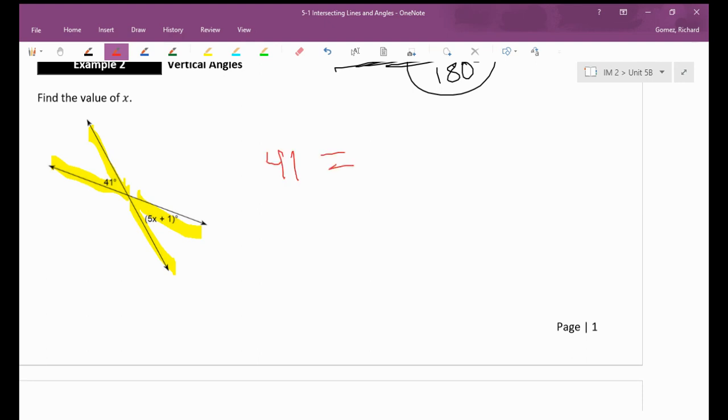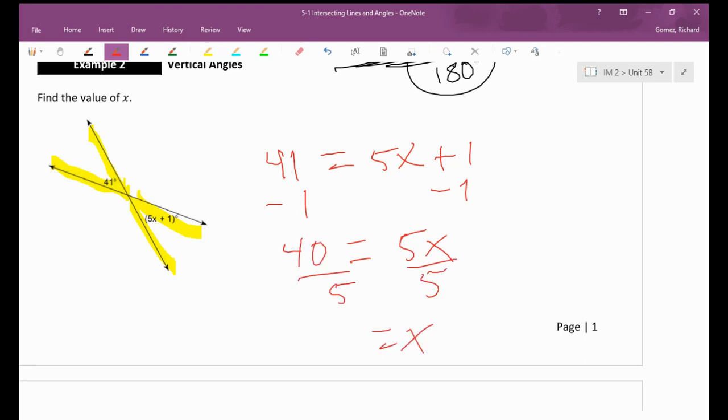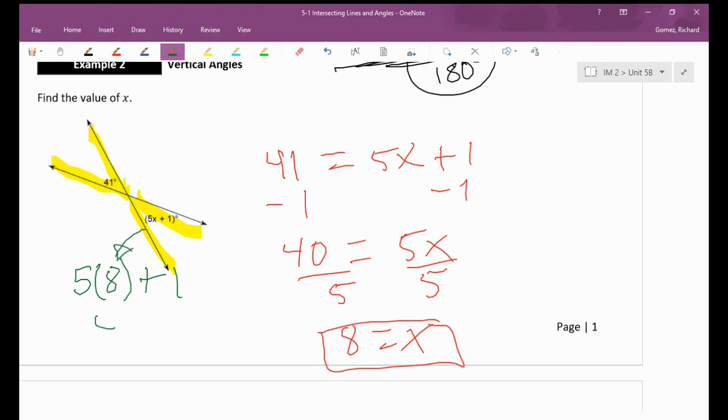So 41 is going to be the same as 5x plus 1. And you just solve like doing a regular algebra equation, and divide by 5 on each side and we get 8. So the value of x is 8, right? So if you want to double, triple check that in the color green, we can say that 5 times 8 plus 1, we'll put in the x right there, that's 40 plus 1 is 41. So that means 41 and 41 vertical angles.